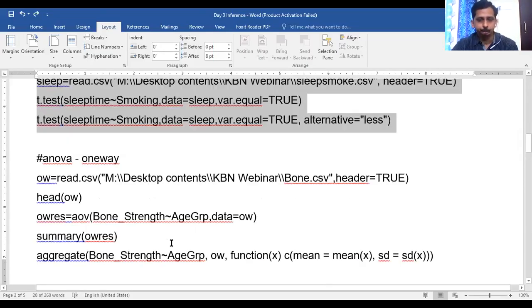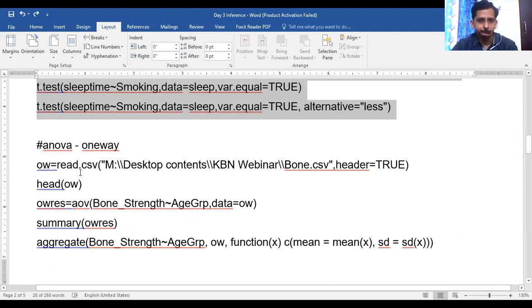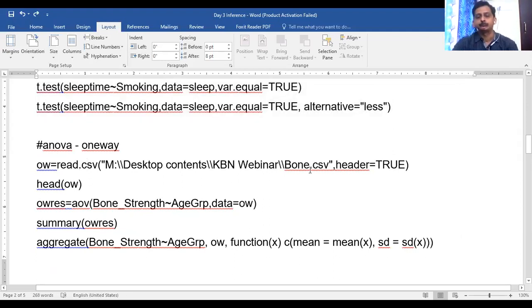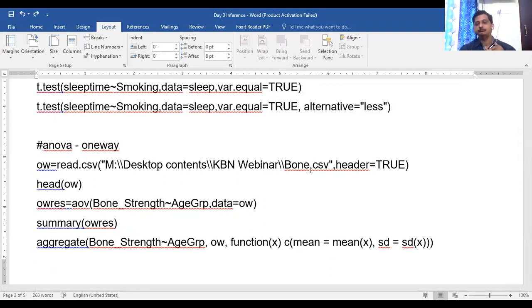We'll go a little ahead in taking the data of one-way ANOVA. I'm using the bone strength measured across different age groups: young age group, middle age group, and elder age group. Let us take, I think in the study they have given adolescents only.